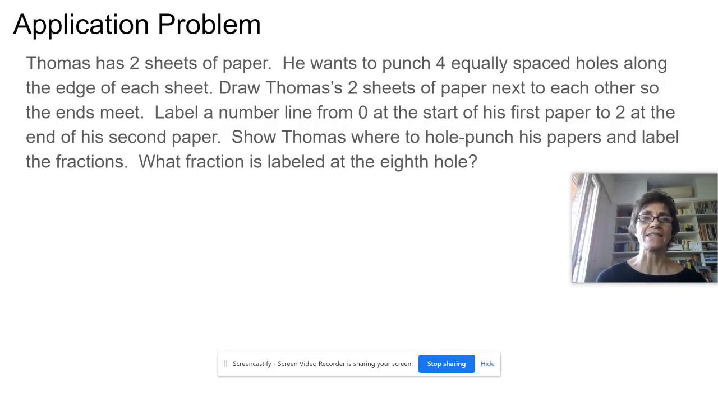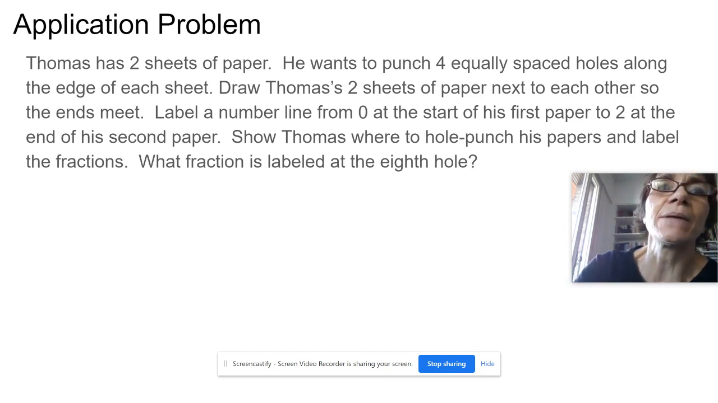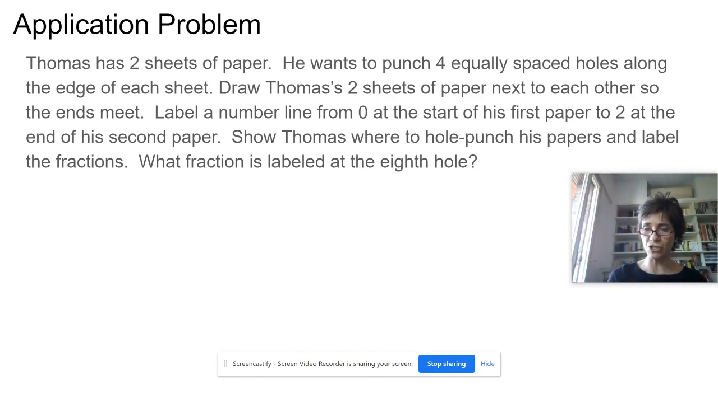Let's look first at this application problem. Thomas has 2 sheets of paper. He wants to punch 4 equally spaced holes along the edge of each sheet. Okay, first of all, let me get the paper and show you, because you always have to imagine, and actually I suggest that you also get 2 sheets of paper and you do it, because it's always easier to imagine. So you have 2 sheets of paper, 1 and 2.